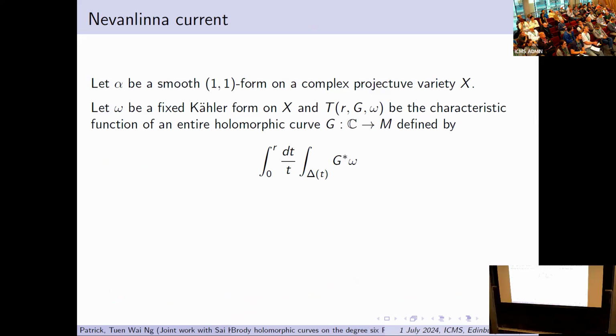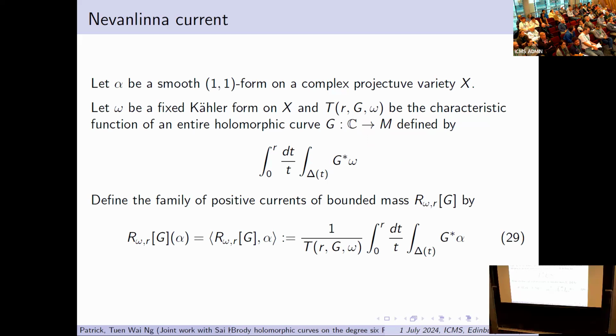Now finally, I want to tell you one approach that we are working on to solve the degree 6 case. It's related to nonlinear currents. So let X be a compact projective variety, and take alpha to be a smooth (1,1) form. And then let omega be any fixed Kähler form on X. And then we can define the nonlinear characteristic using this formula, for the holomorphic curve g from C to M. Sorry, this M should be X here.